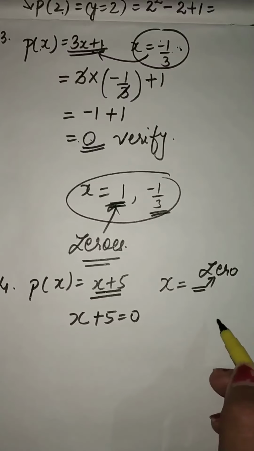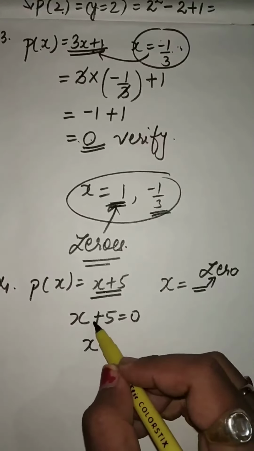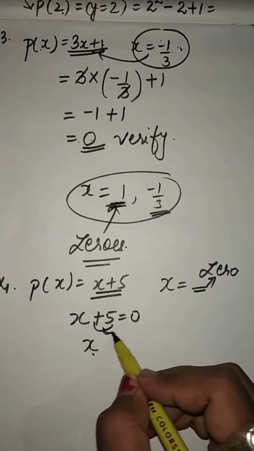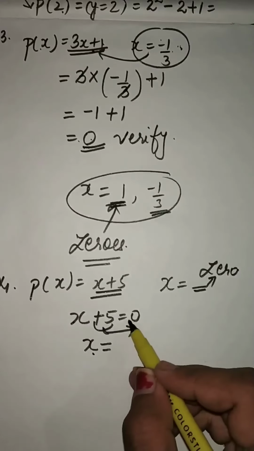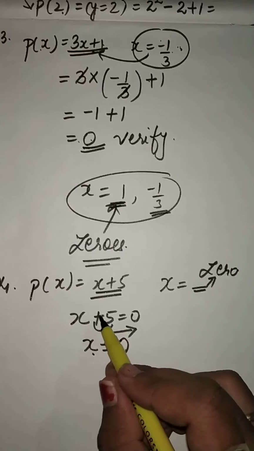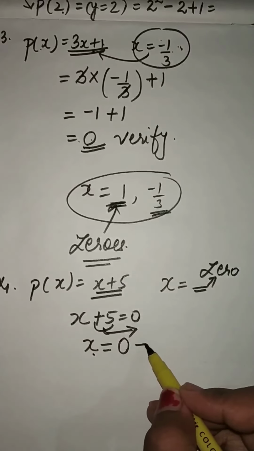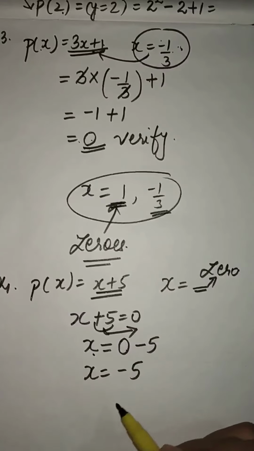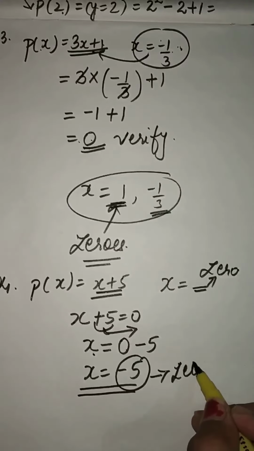So if we want to take the value of x, we have to take the other number to the other side. We have 0 over here, same as it is, and this plus 5. If we move this to the other side, it will come in the minus form. So we will get minus 5. So the x value we are getting is the 0 of this polynomial.